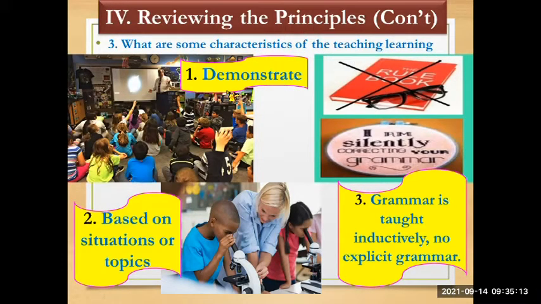All right. Number 1 is demonstrate by using pictures or gestures. Number 2 says it's based on situations or topics. This is as if you are showing them the real situation, as if they are in the real world, and it is contextual teaching. For the third one, grammar is taught inductively, no explicit grammar. You do not give rules. You let them figure out the rule.